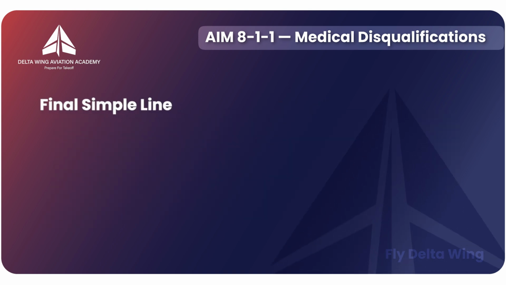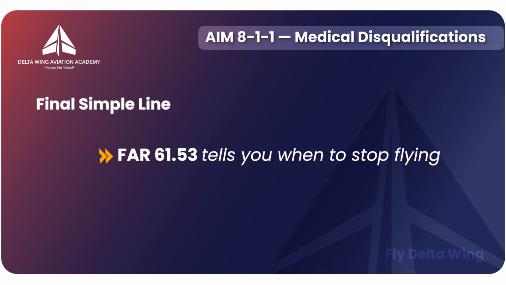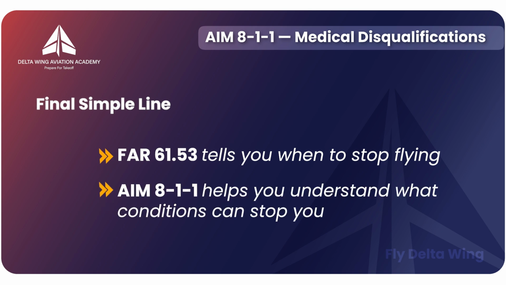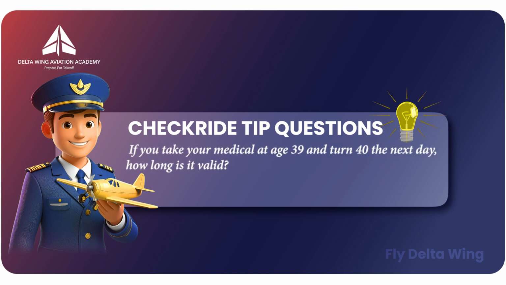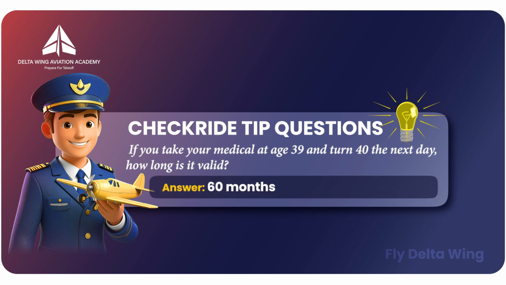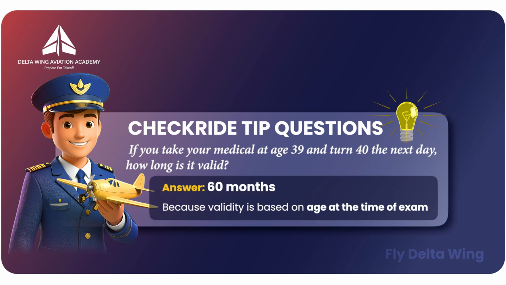Final simple line. FAR 61.53 tells you when to stop flying. AIM 8-1-1 helps you understand what conditions can stop you. Checkride tip questions. If you take your medical at age 39 and turn 40 the next day, how long is it valid? Answer, 60 months, because validity is based on age at the time of exam.